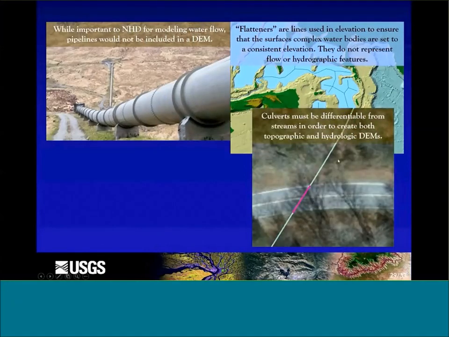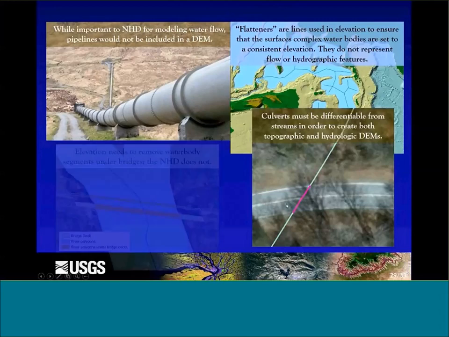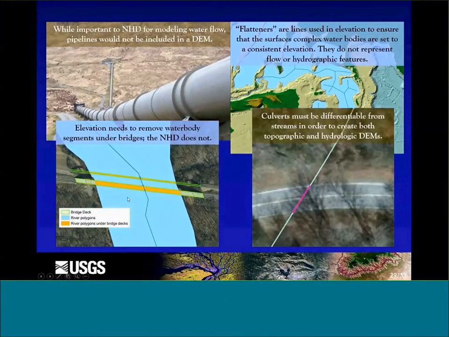Culverts have to be differentiable. In the NHD, this is a stream, and it would be represented as a single line. There would be no break here. There'd be no separate line or attribute. It would just be a stream flowing all the way across. In order for elevation to create both topographic and hydrologic DEMs, we have to have that culvert identifiable and separable from the rest of the stream.